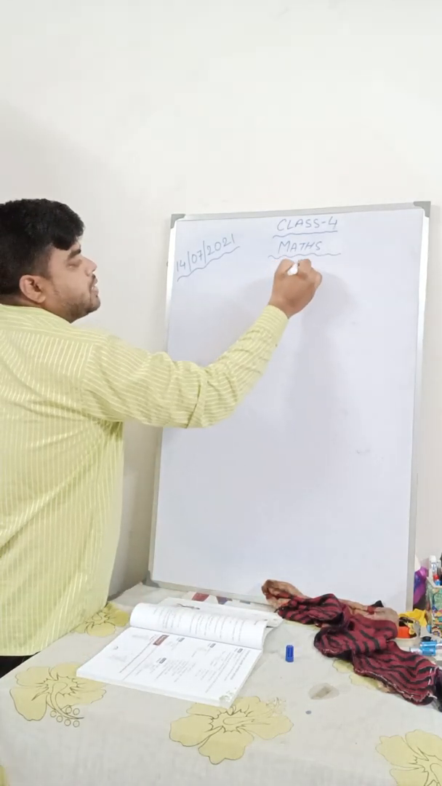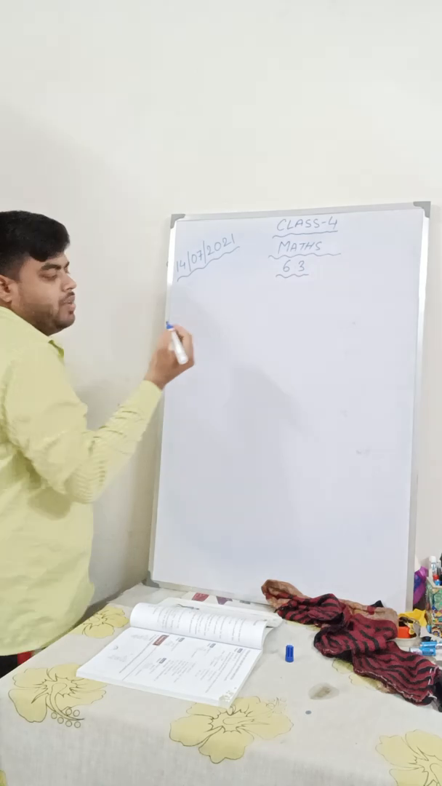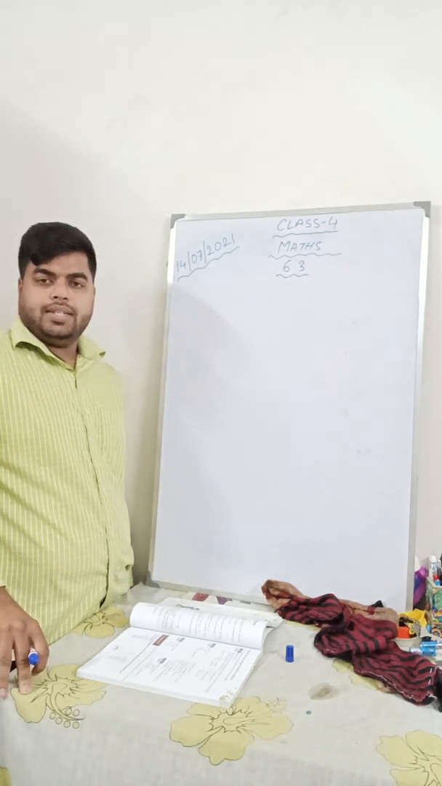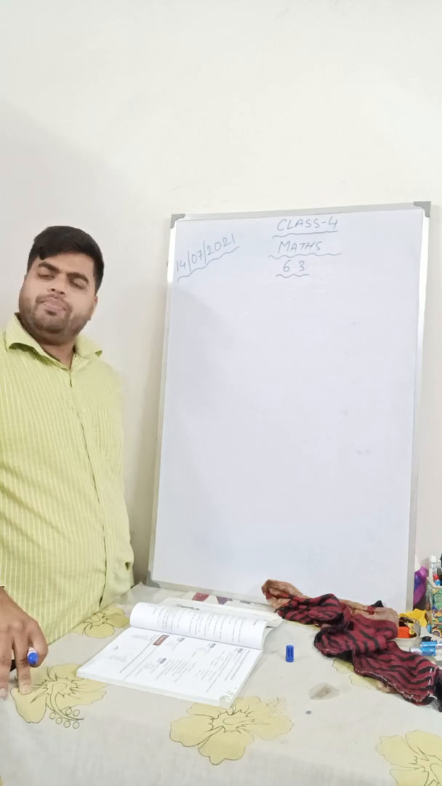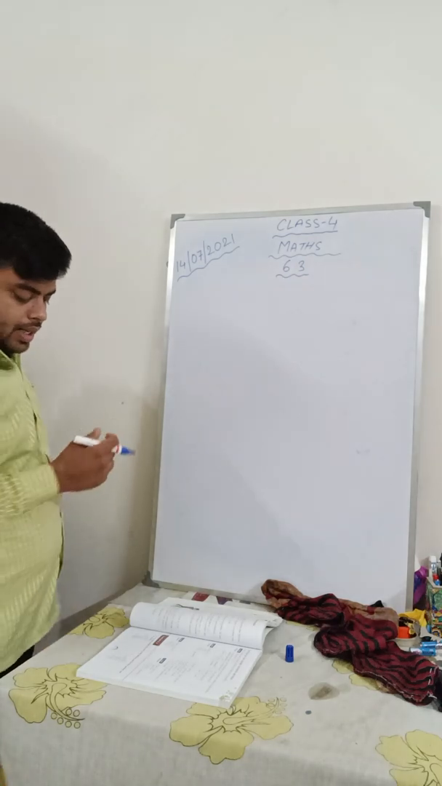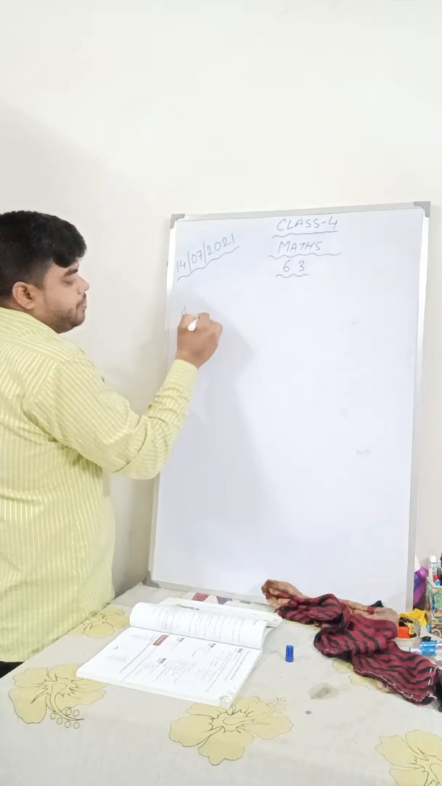Exercise 6.3 from your division chapter. Now in this they have given you to find out the missing digits. It is the same, you will do simple division and you will start finding the missing digit that they have given. Let us do question number 1A.